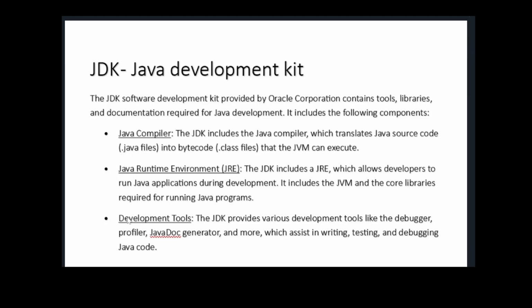Next are the development tools. The JDK provides various development tools like the debugger, profiler, Javadoc generator, and more. These assist in writing, testing, and debugging Java code during development. So these are the Java development tools.